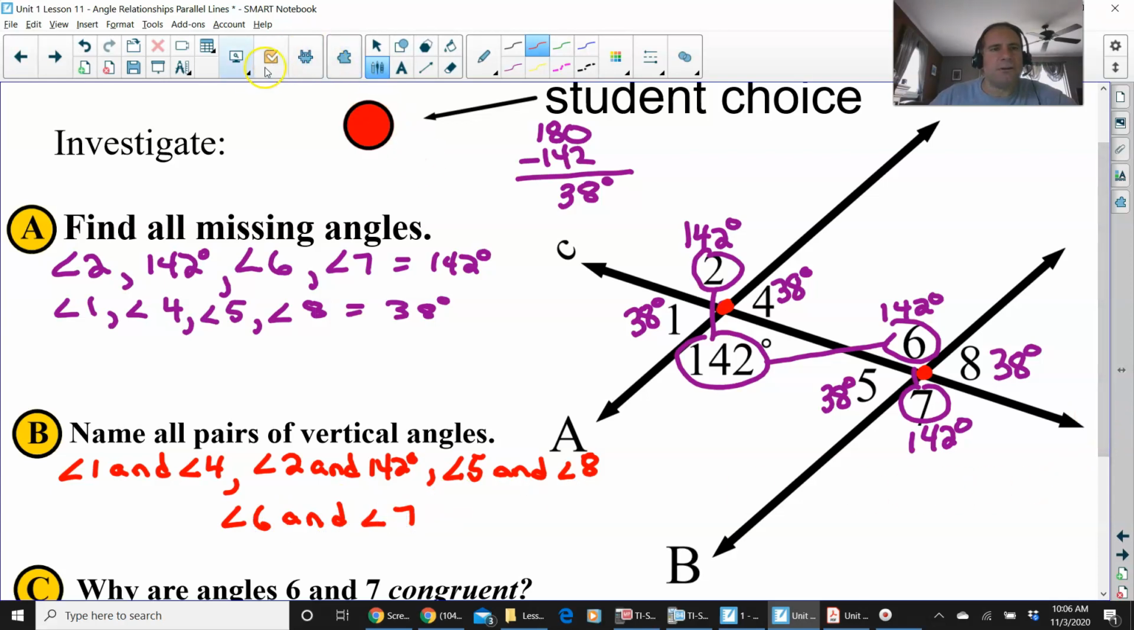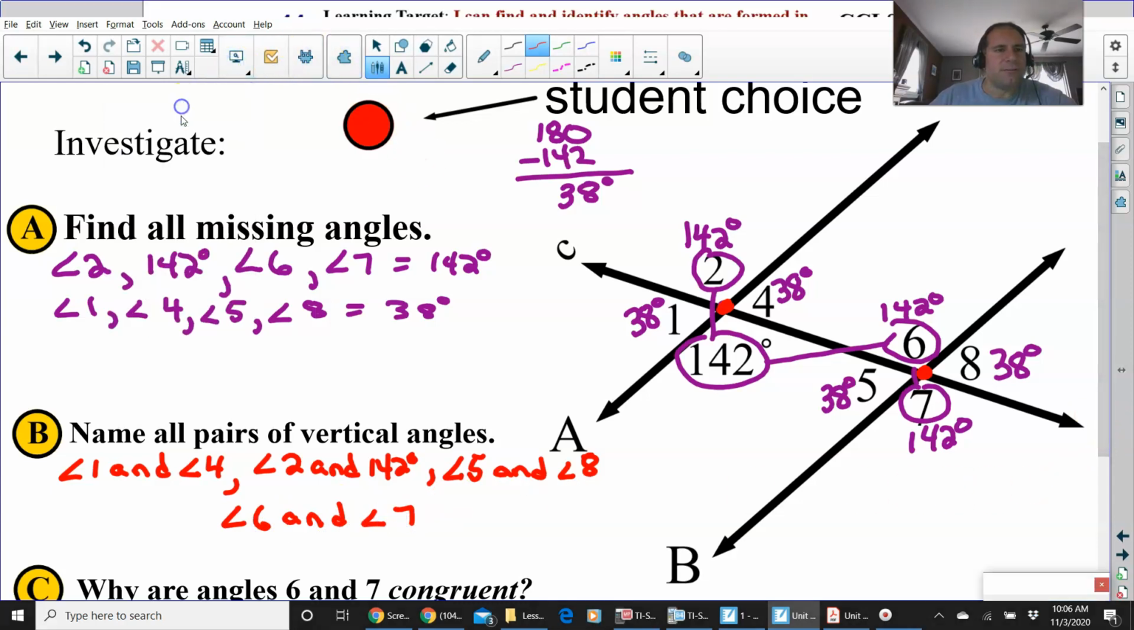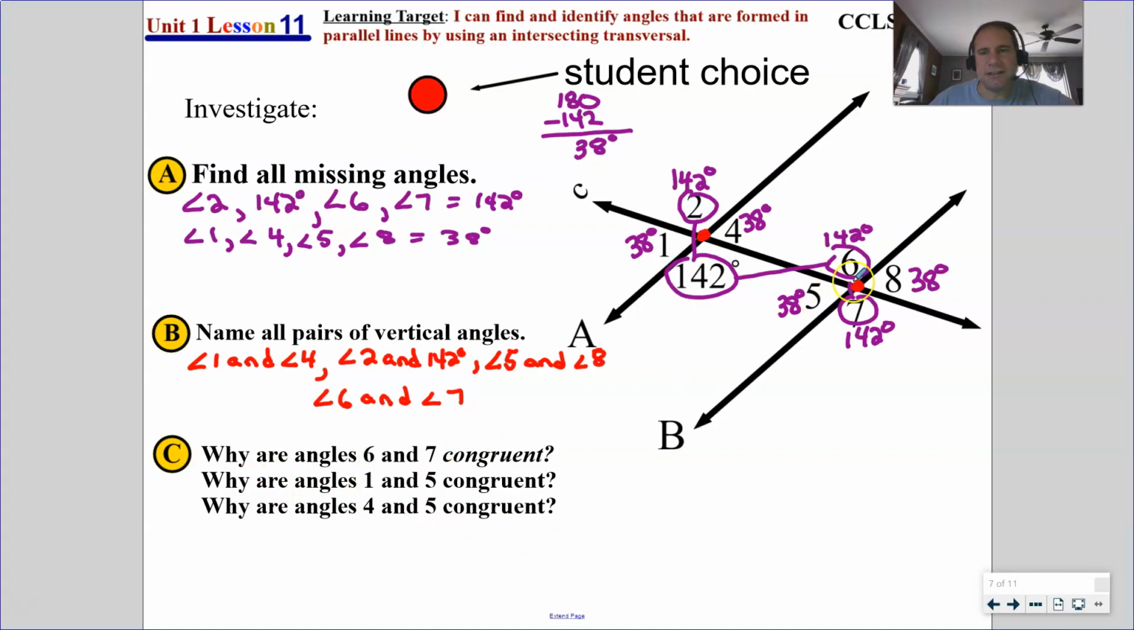So we are going to go ahead and answer some of these questions. Why are angles 6 and 7 congruent? What's the relationship between 6 and 7? If you did say vertical, you are correct. Why are angles 1 and 5 congruent? Same location, and it creates a C. Same location, corresponding.